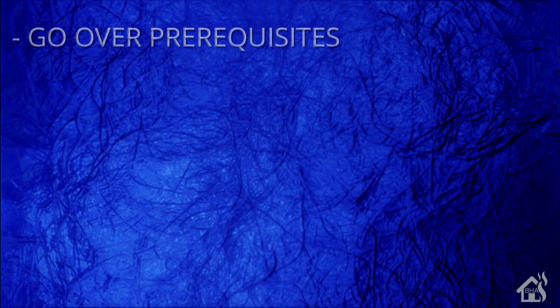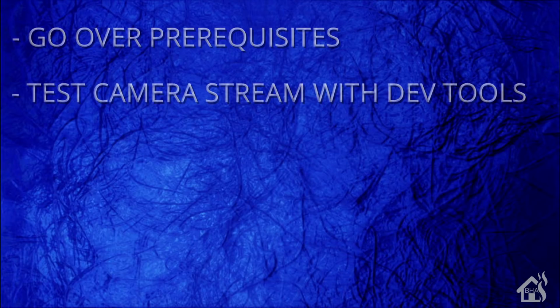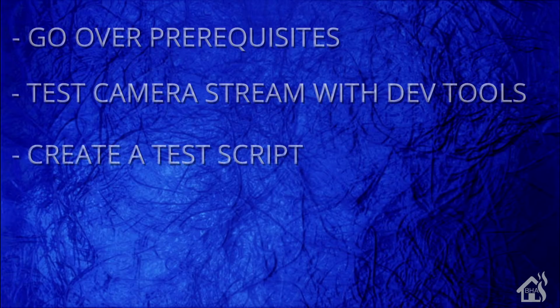Let's do a quick run through of everything we covered in this video. So, of course, we started out by just kind of going over the prerequisites, just to tell you everything that you needed to do to get this working. Then we, of course, tested our camera stream with the developer tools from the web interface. Once we verified that that worked, then we created our own test script to use for automations and whatnot. And then, of course, lastly, I just kind of showed you what that looked like in action.